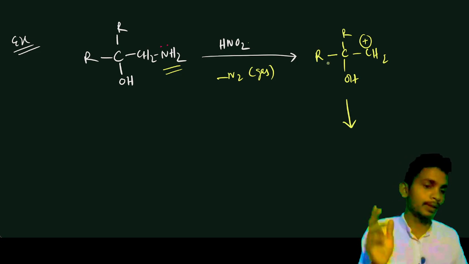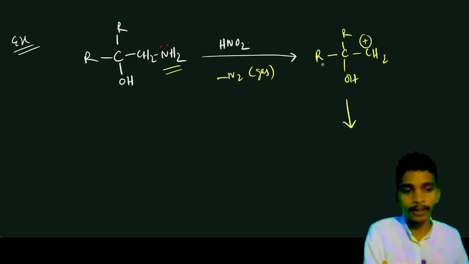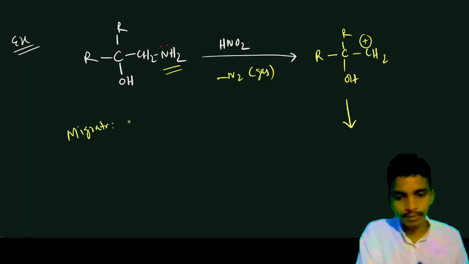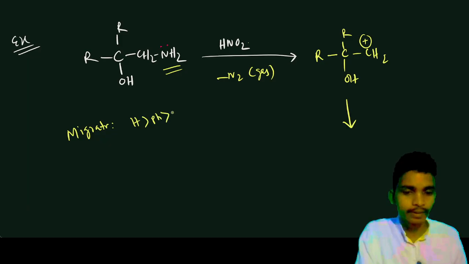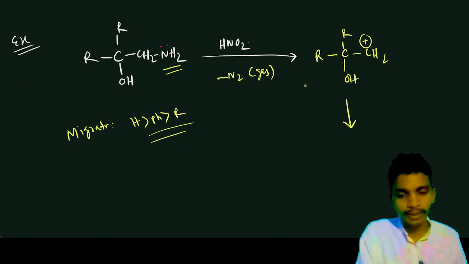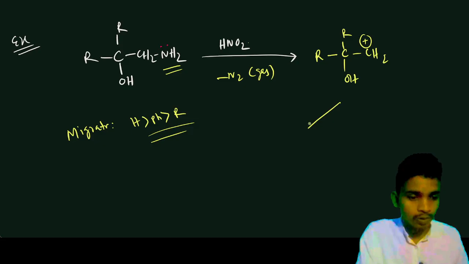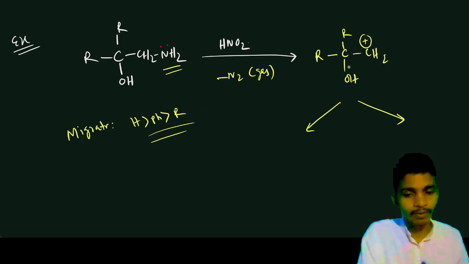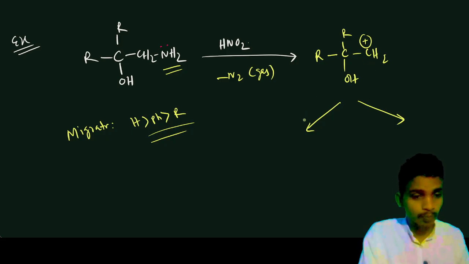So this is not a ring. I have told you that if it is non-cyclic, then we look at the migratory aptitude for the molecular rearrangement. Migratory aptitude is H, then phenyls, then alkyl groups. Here H is not there, phenyl is also not there, R is there. If you get confused about whether to shift OH or R, then just do both possible products.